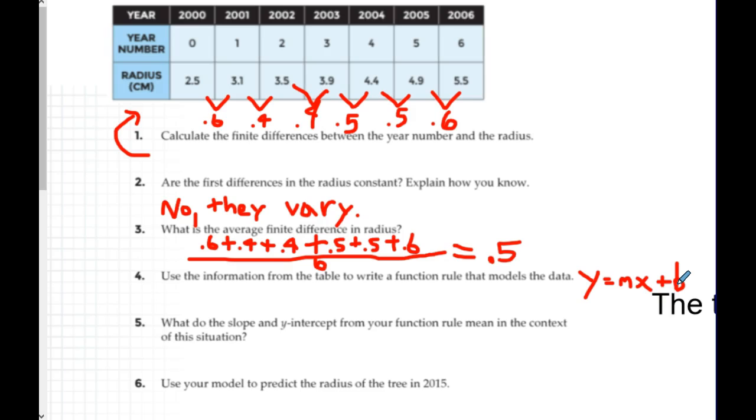0.5. B, for beginning, is the y-intercept, is where we start. So on our table, where did we start? How many centimeters? 2.5, right? So again, my m is 0.5. My b is 2.5. All right, and so all we got to do is take that m and that b and plug it into mx plus b. So let's do that.